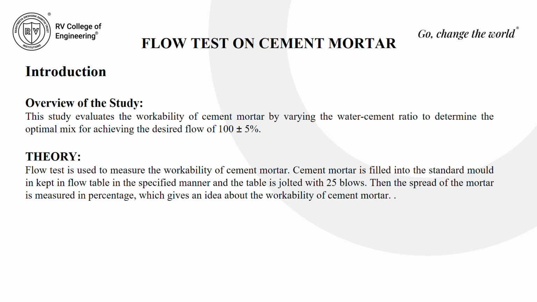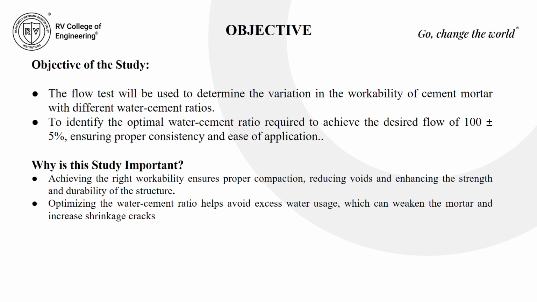This is the introduction. The overview of the study: this study evaluates the workability of the cement mortar by varying the water and cement ratio, determining the desired flow percentage. It should be 100 plus or minus 5 percentage. This is the theory of the experiment.